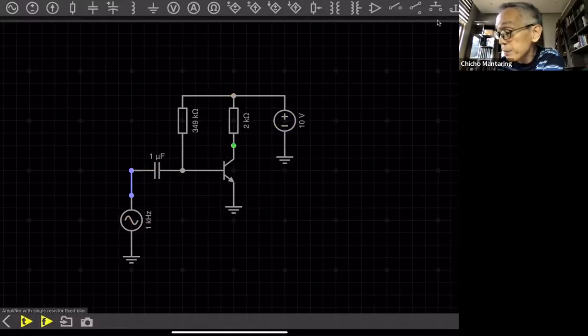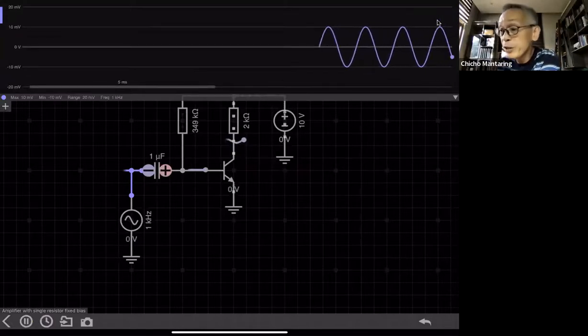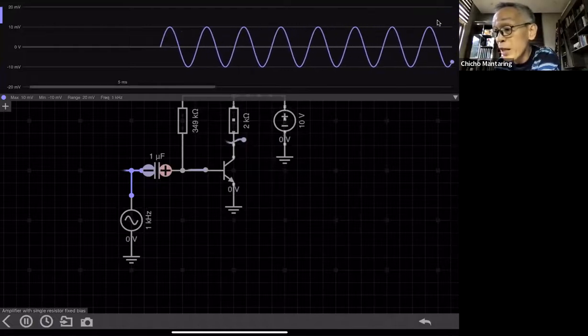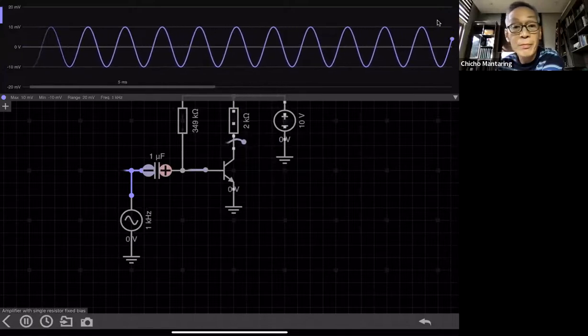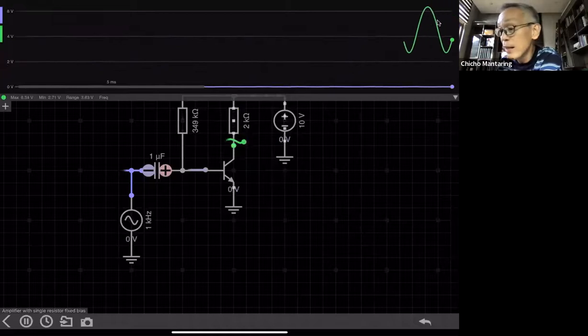So first, let me take a look at the input. So this is my input. So you see 10 millivolts, 0.01 volts amplitude, or 20 millivolts peak to peak. And this is how my output will look like. Again, the input is not visible because the scale changed.